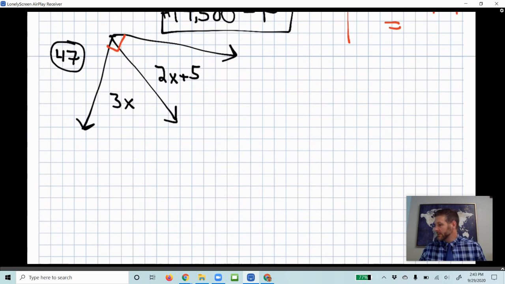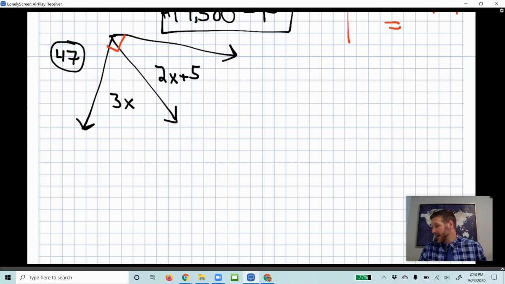Okay, and then 47. 47 just says solve for x. So we're looking at x, and this is going almost back to chapter 1, which is why I thought it's a nice review problem. Glad they include it. We have 3x and 2x plus 5. We need an equation. And so really our only options are either those two angles are equal to each other, or they add up to something, or they subtract to something. So that's what you have to consider.